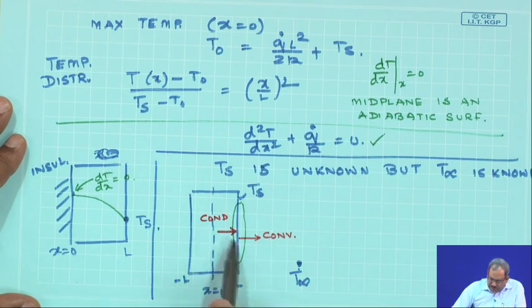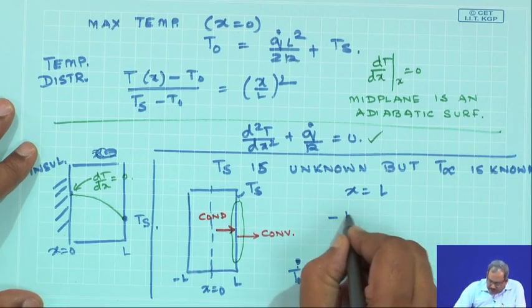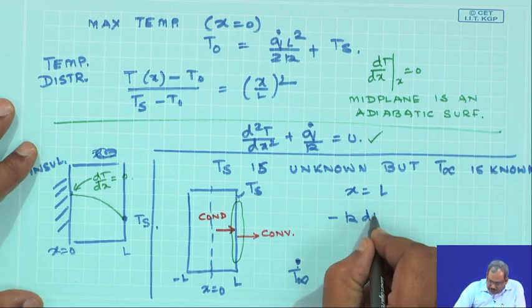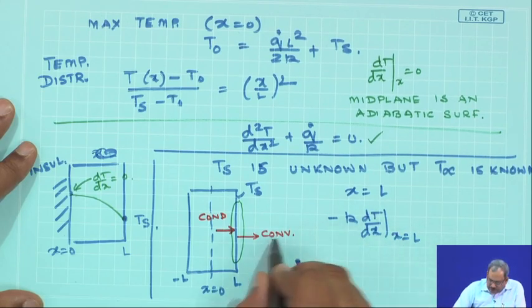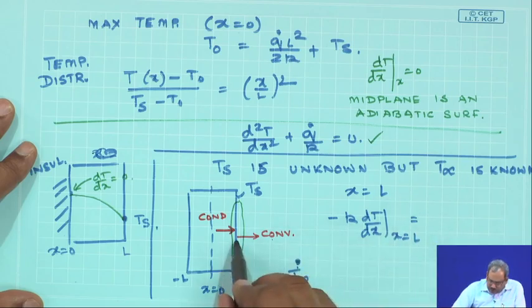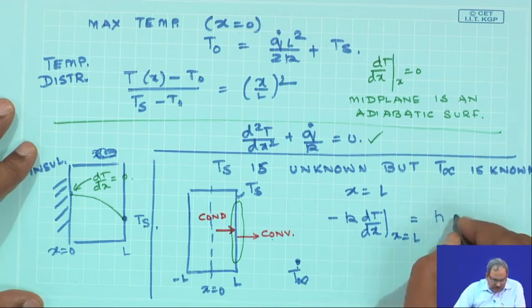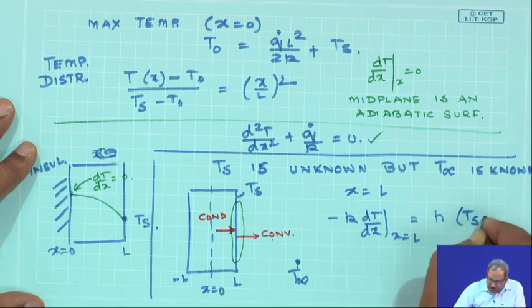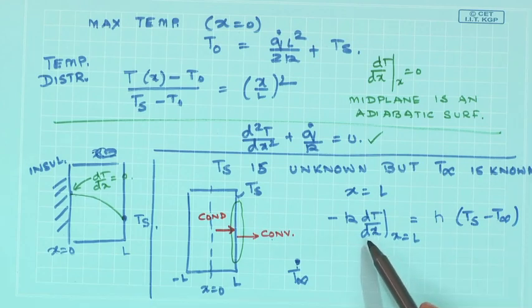So, this is the condition which is going to be maintained at x equals L. At x equals L, the conductive heat flow up to the surface, dT/dx at x equals L, must be equal to the heat that is lost from the surface to the surrounding fluid by convection, and using Newton's law of cooling, this heat flux is simply going to be h times Ts minus T infinity. So, what I have here is nothing new.